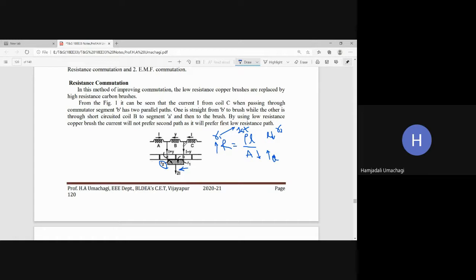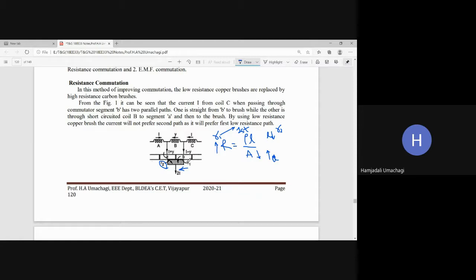So what will it do? It will flow through the commutator segment B to the segment A, and then to the brush. So by the time it travels through segment B, then segment A, and then to the brush, whatever spark there is will be quenched here. Is it clear? If it directly followed this path, because of the carbon brush, what is going to happen?